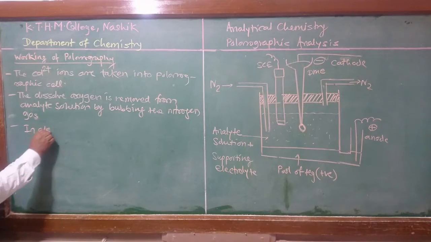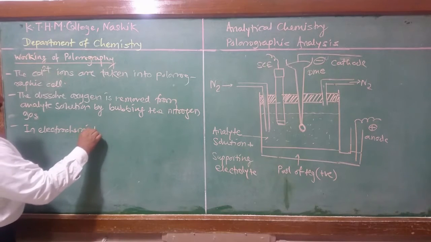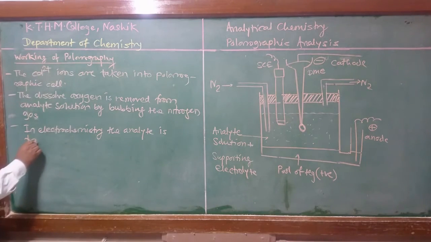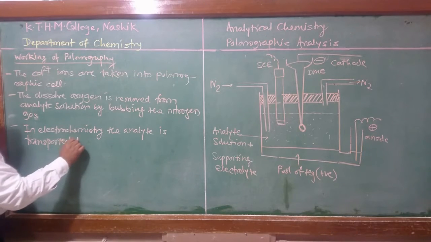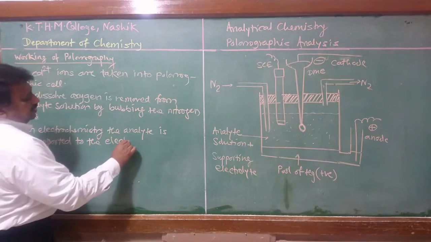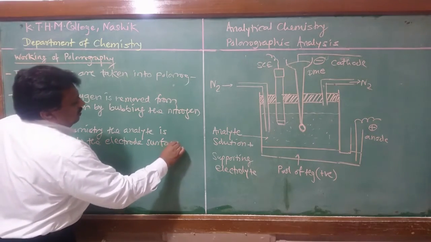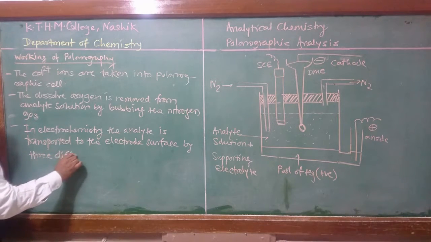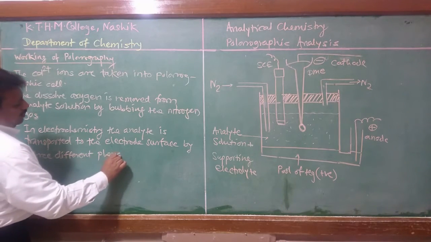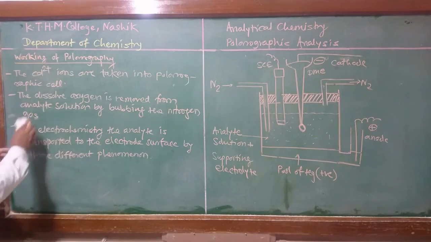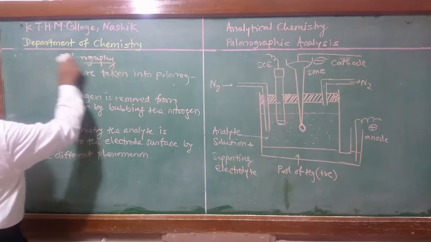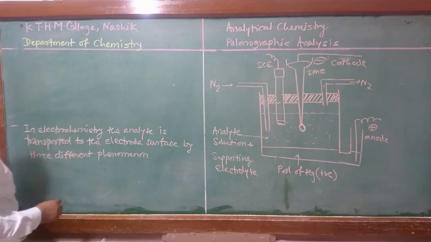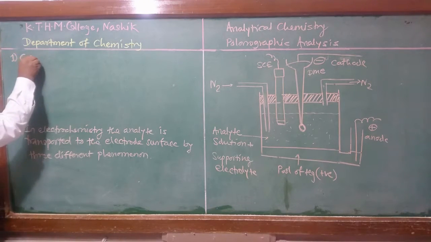In electrochemistry, the analyte is transported to the electrode surface by three different phenomena, and that is, first is called convection, second one is electromigration, and third one is diffusion. Therefore, first, that is convection.